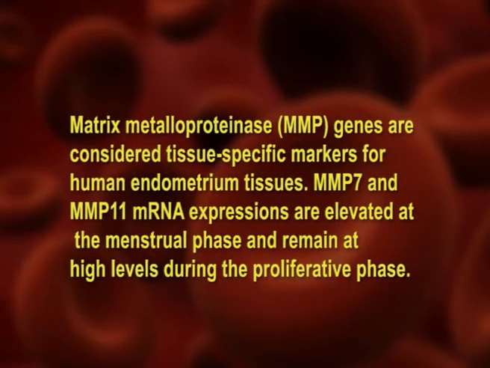Apart from this, RNA-based assays may also be used. Matrix metalloproteinase, that is MMP genes, are considered tissue-specific markers for human endometrium tissues. MMP7 and MMP11 mRNA expressions are elevated at the menstrual phase and remain at high levels during the proliferative phase. Using the RT-PCR technique, MMP11 mRNA and MMP7 mRNA can be detected in menstrual blood from the 1st to the 8th day of menstruation.